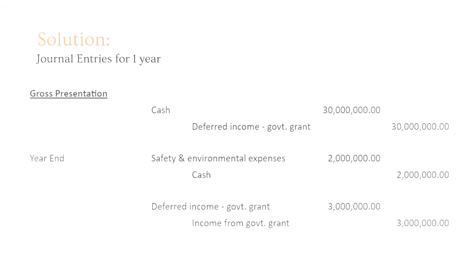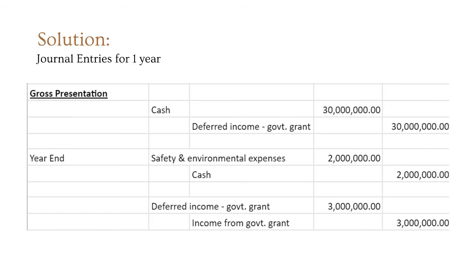The second entry, or the year-end entry, is when there's an expense incurred. We're only recording the first year, so we'll record the expected cost for safety and environmental to be incurred in the first year only, which is 2 million pesos. To record this, we will debit safety and environmental expense for 2 million pesos and credit cash with the same amount.